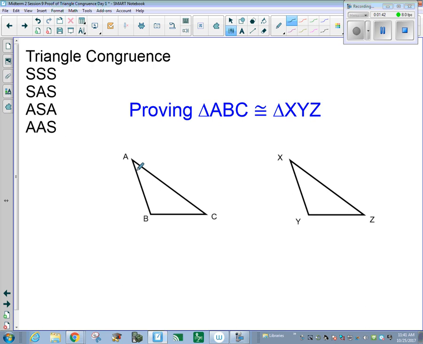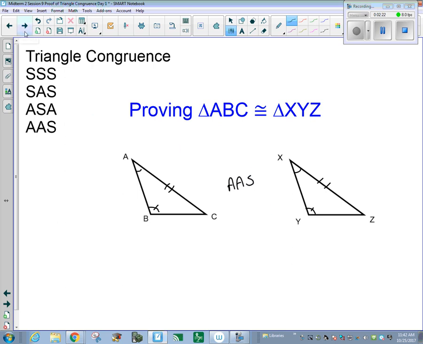And then the last one is the final congruence that we have, and that would be angle, angle, side. And so what we would need is two angles congruent to each other, like this. Maybe I have angle A and angle X, and angle B and angle Y congruent, and then any side that is not between them, maybe this side down here, BC and YZ, or even possibly these two sides over here, but it just cannot be the side between the two angles, because then it would end up being angle, side, angle. So this setup is what we're looking at: angle, angle, side.